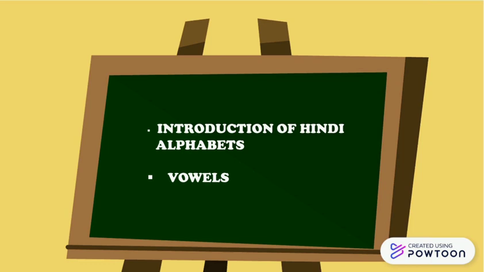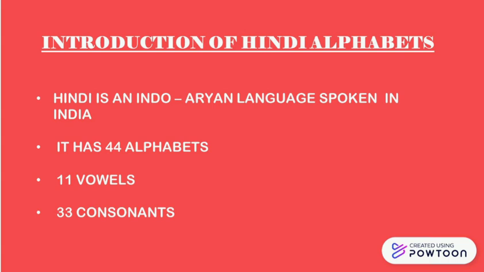Today we're gonna learn an introduction to Hindi alphabets and vowels. You might have heard about Hindi in bits and pieces, but let's go deep into it. Hindi is one of the Indo-Aryan languages widely spoken in India. It has 44 alphabets, of which 11 are vowels and 33 are consonants.